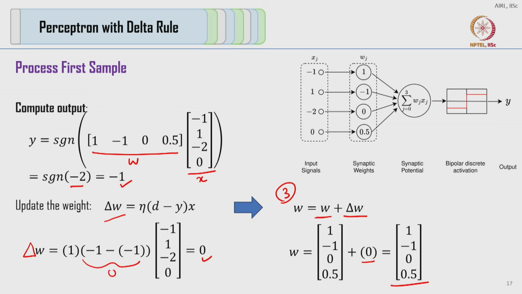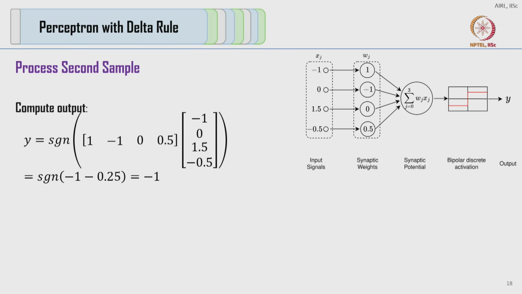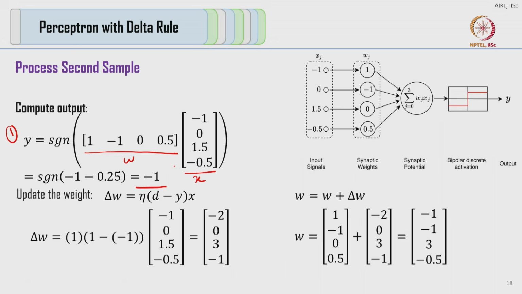Now we pass the second sample. Again, as we follow the steps, we first calculate the output to that specific input. Again, it is the activation function of W times x. So when we multiply the recent weights, which is 1, -1, 0 and 0.5, along with the S2 sample given as -1, 0, 1.5, -0.5, the output of y after passing it through the activation function is -1.